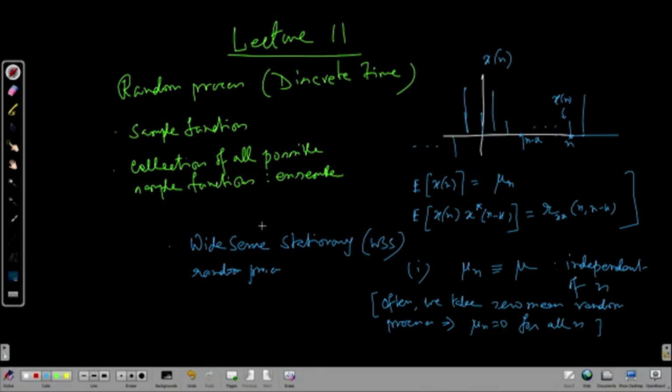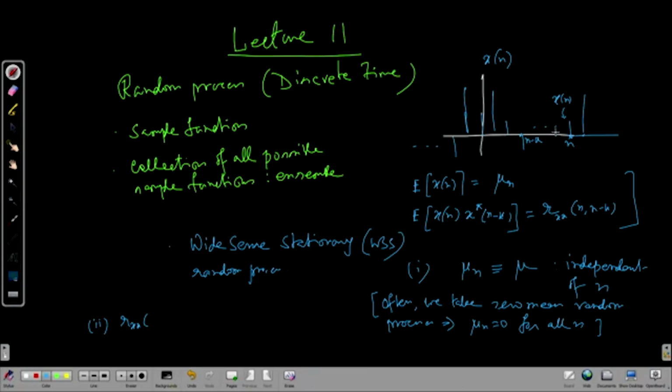So, for this assumption to hold for a wide sense stationary random process, the mean of any point of time should be independent of n. And secondly, correlation. Correlation should depend only on how close or how far these two samples are. Okay, that is the gap.